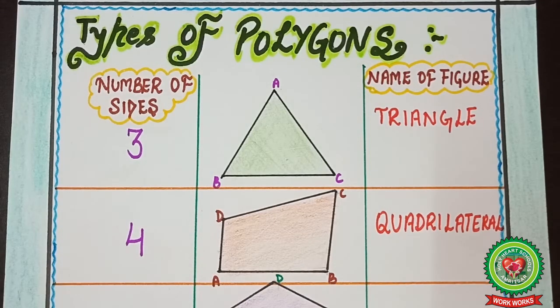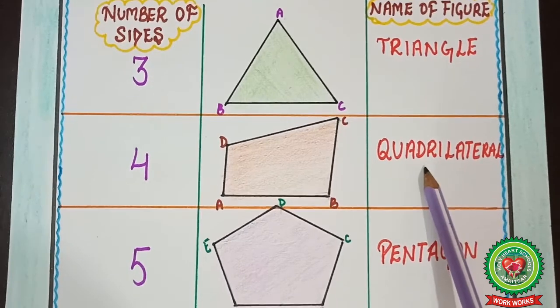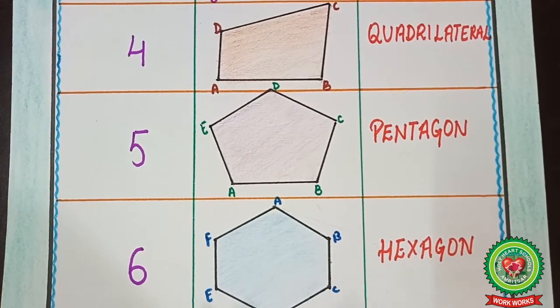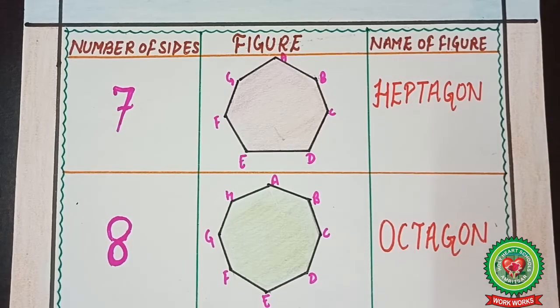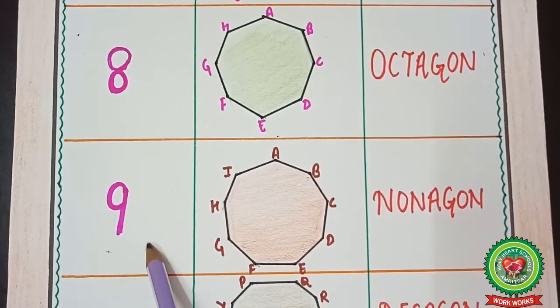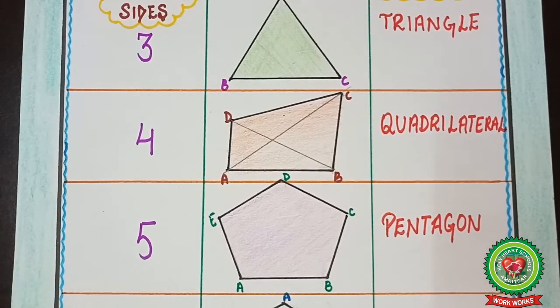Students, now we will quickly recall the polygons on the basis of their sides. A figure with 3 sides is called a triangle, with 4 sides a quadrilateral, with 5 sides a pentagon, and with 6 sides a hexagon. Similarly, a figure with 7 sides is called a heptagon or septagon, with 8 sides an octagon, with 9 sides a nonagon, and with 10 sides a decagon.